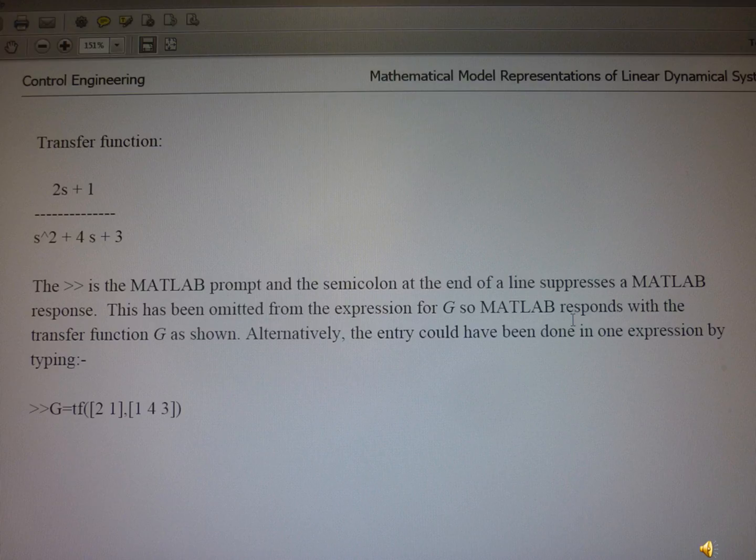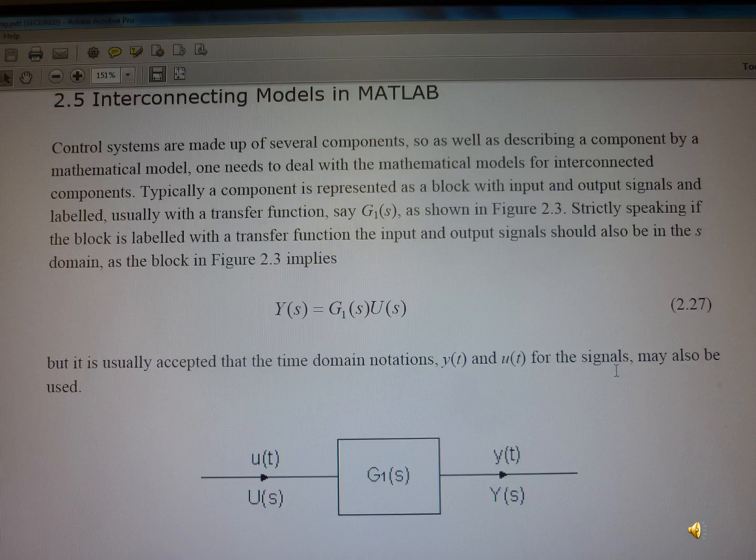And then we also utilize MATLAB. We have to utilize the interconnection of models in MATLAB. In the MATLAB function you can see the transfer function G(s). The input is u(t), a time domain function, and U(s) is the frequency domain function. The output will be y(t) and Y(s). In this case, Y(s) is equal to G(s) multiplied by U(s). This equation can be written. So this is the MATLAB function.